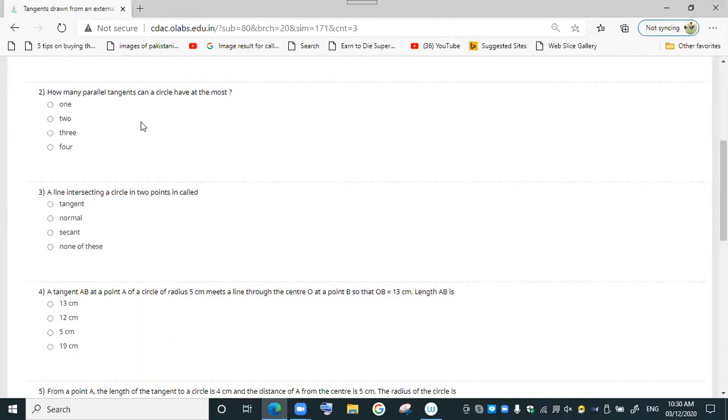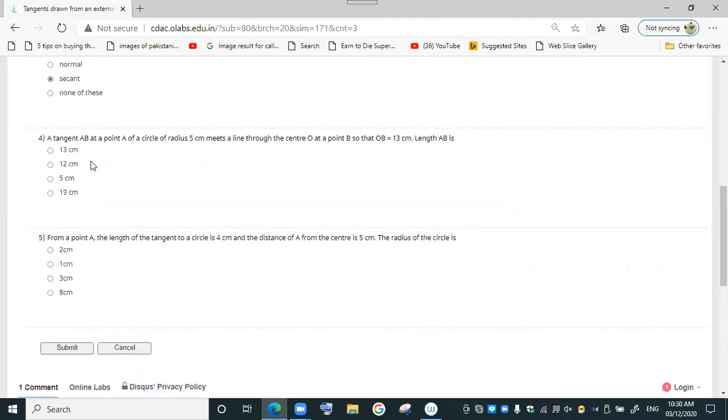How many tangents can there be? There can be infinite tangents. Okay, we have 1 minute. Just do it. How many parallel tangents can a circle have at the most? Sir, 2. Yeah, two. A line that intersects a circle in 2 points is called a secant. Secant.